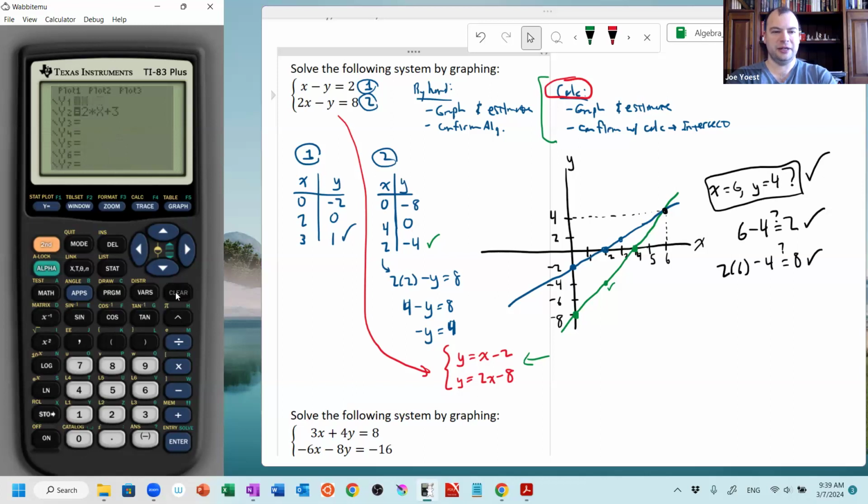Then I'll come over to my calculator. I'll type them in. Y equals x minus 2. And y equals 2x minus 8. The window that I'll choose, as I mentioned before, negative 10 to 10 on both axes, works pretty nicely to start with. And then we can zoom in as needed.